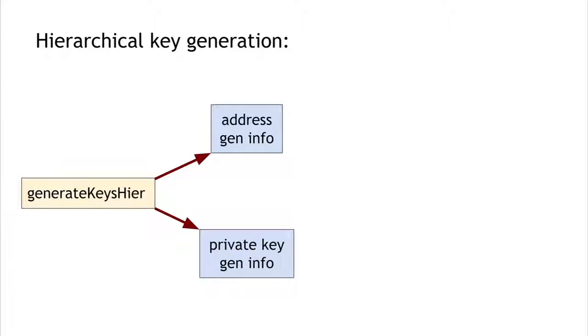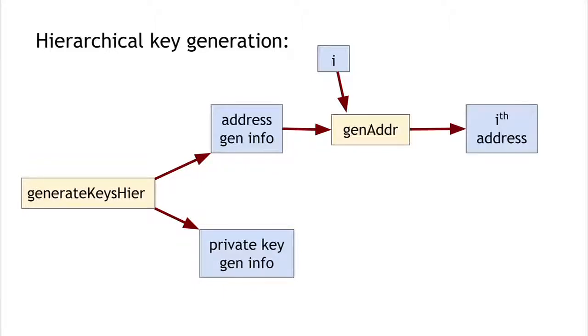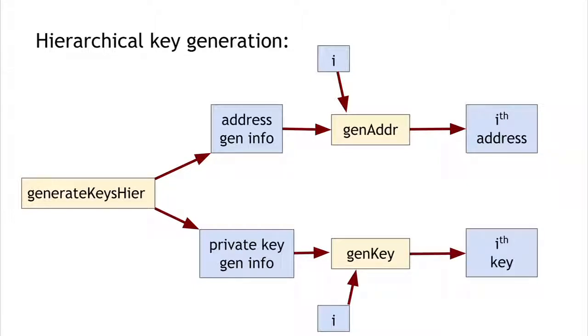For example, given the address generation info, we can apply a gen address operation and give it the address generation info and some integer i. And that will generate the ith address in a whole series of addresses. And we can do this for any integer i. Any integer i, we can generate the ith address in the sequence given only that integer and the address generation info. Similarly, on the private key side, we can take this private key generation info and use it to generate a key, again using any integer i. And what we get is the ith key in the sequence.